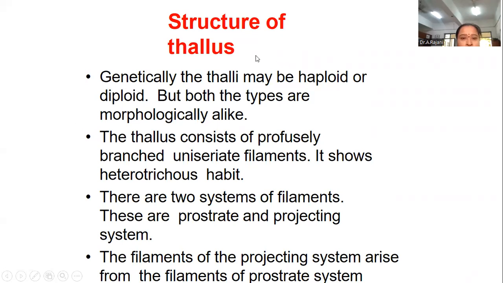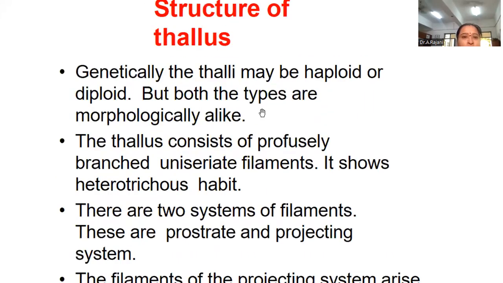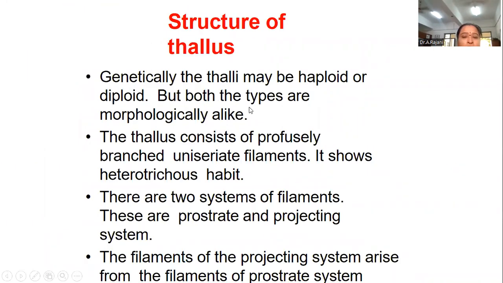Next, the structure of the thallus. Genetically, the thallus may be haploid or diploid, but both types look alike morphologically. The main important feature is that the thallus is a filamentous plant body with sparsely or profusely branched filaments. The thallus is differentiated into two parts.